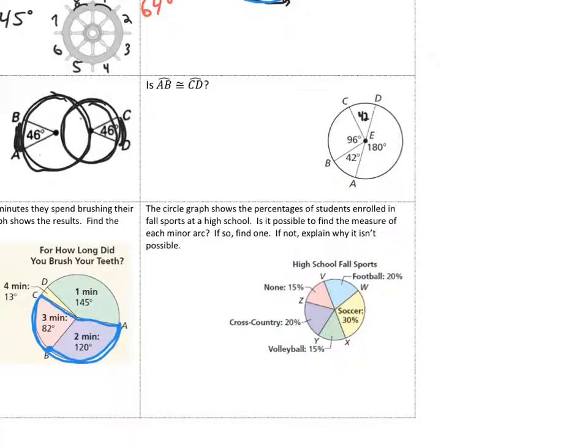All right, looking below that, it says, is arc AB, which is right here, congruent to arc CD? Well, they're marked off for us as 42 degrees, so we can just say yes.